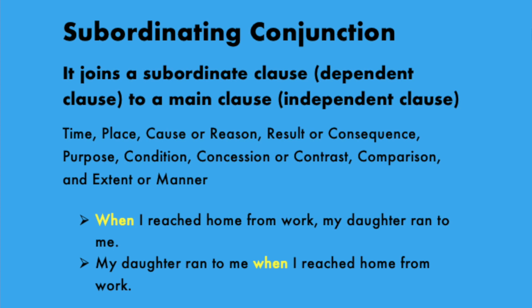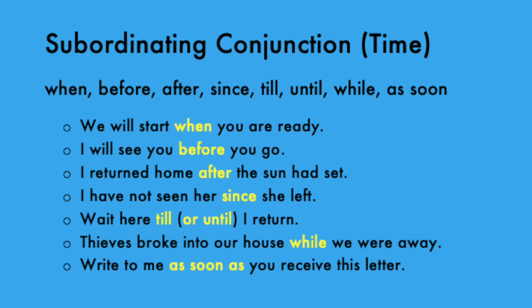Let's come back to subordinating conjunctions. They are classified as time, place, cause or reason, result or consequence, purpose, condition, concession or contrast, comparison, and extent or manner. Anyway, let's begin with time. Time shows when, before, after, since, till, until, while, as soon as. Then see the examples. We will start when you are ready.